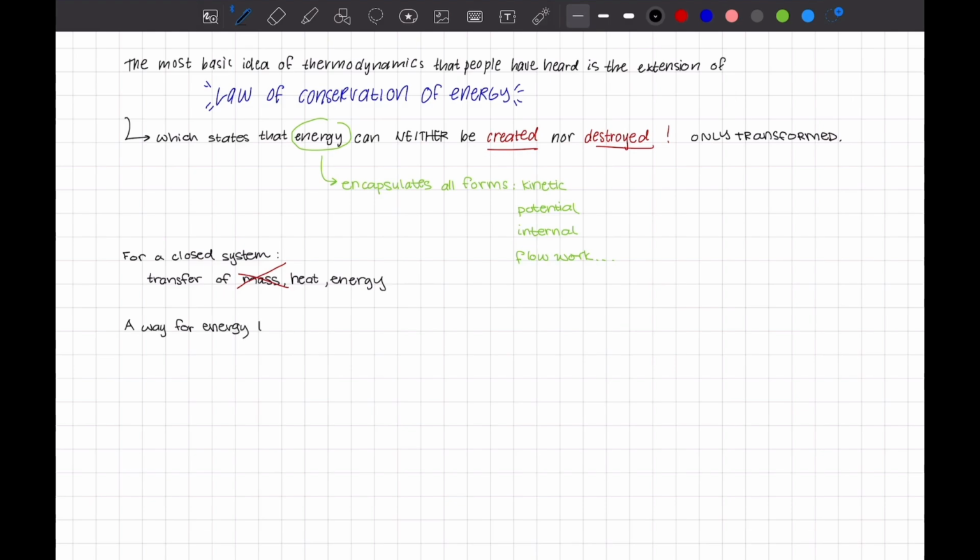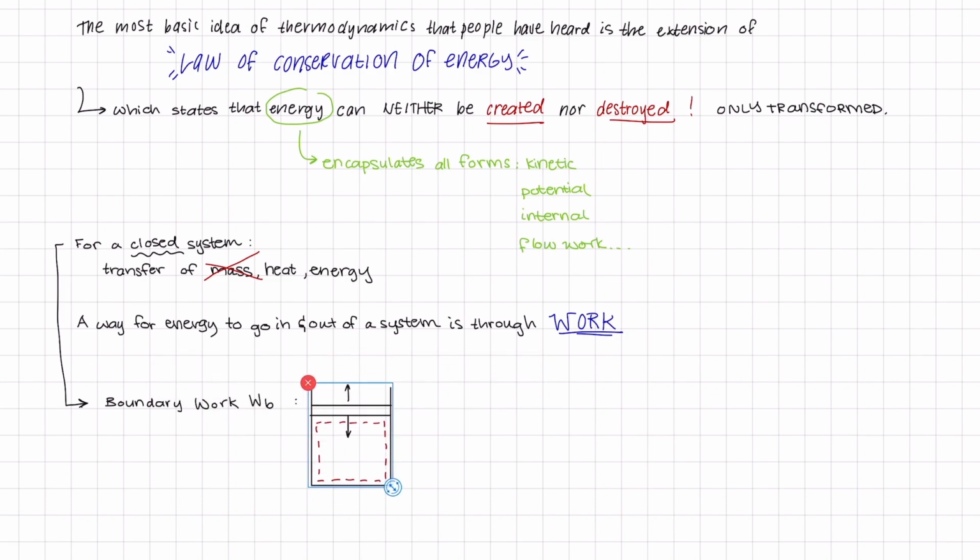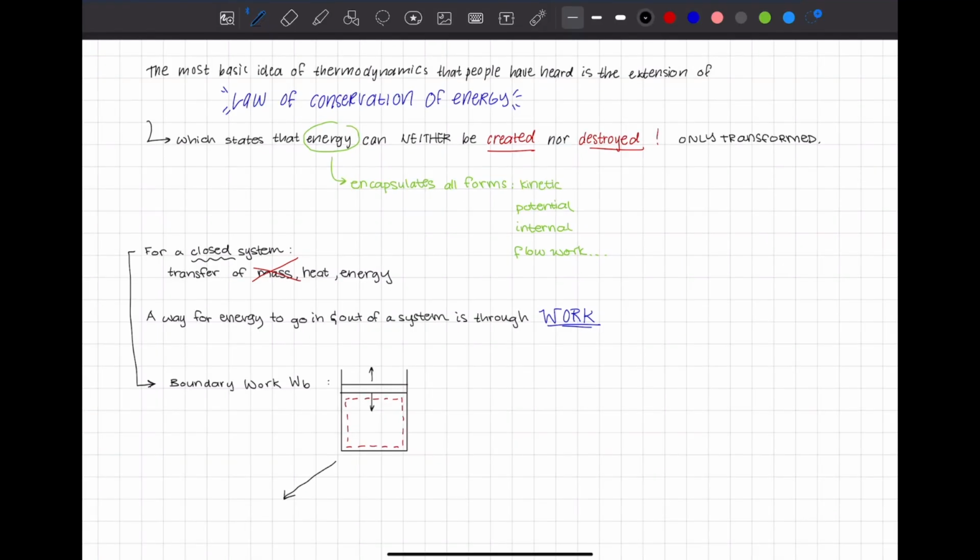One of the ways in which energy can go in or out of a system is through work. If we consider a closed system in which there is no mass going into or out of this system, we have to realize that there could still be heat and work going into or out of the system. Now in this case, we have something called boundary work, and this is where the boundary in question can move due to expansion or due to compression.